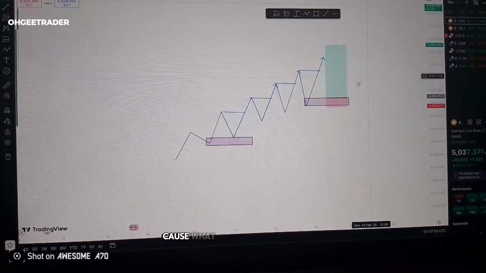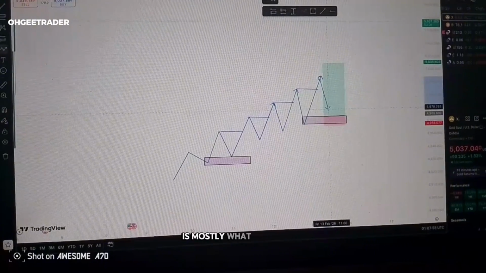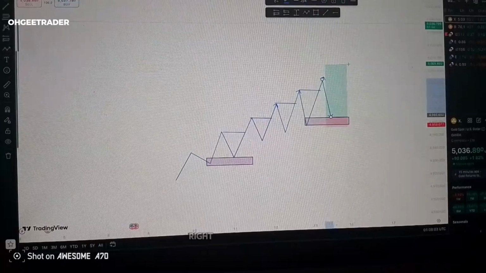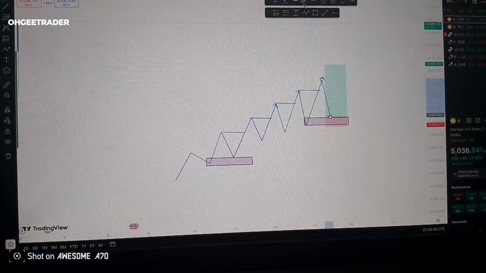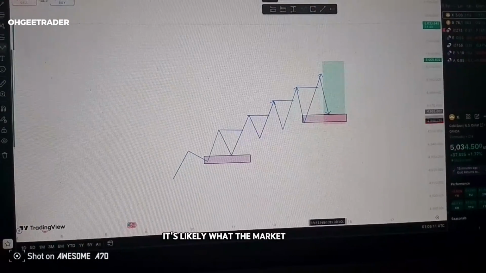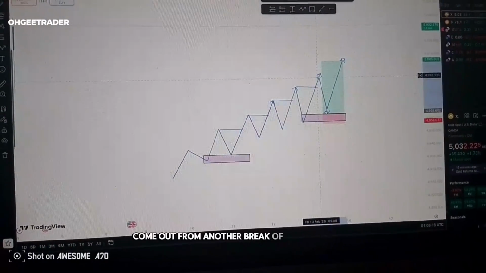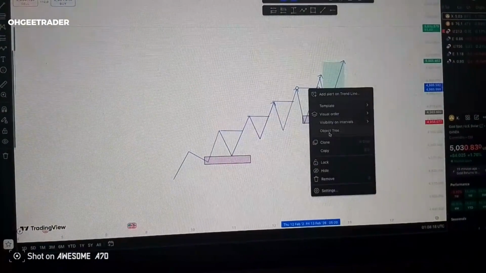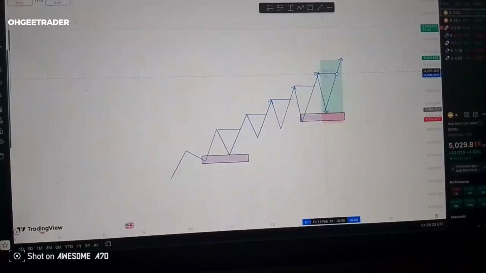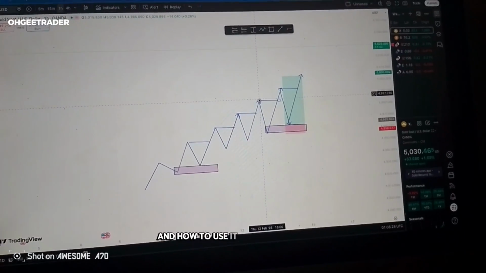This is what you want to be doing, because what will happen? This is mostly what the market will do. The market will pull down somewhere here to go back up, right? Pull back down here, go back up, come out from another break of structure here. So there's a break of structure in an uptrend and how to use it to your advantage.